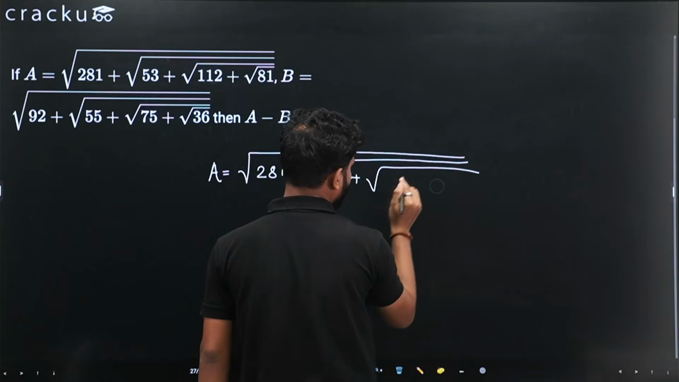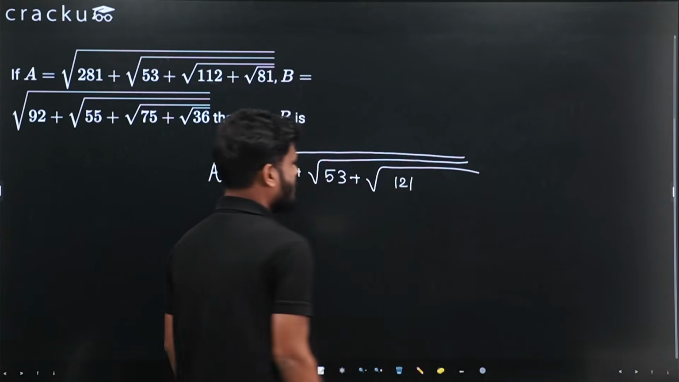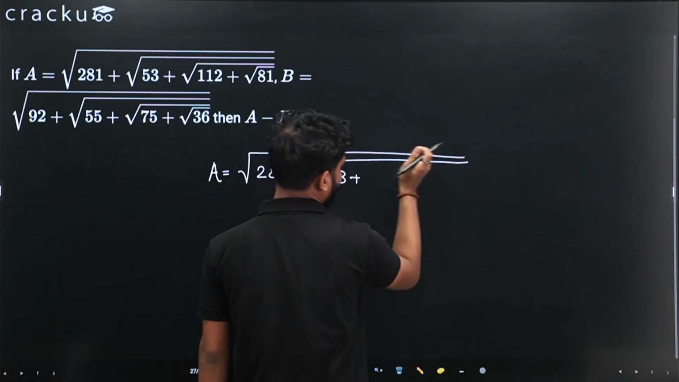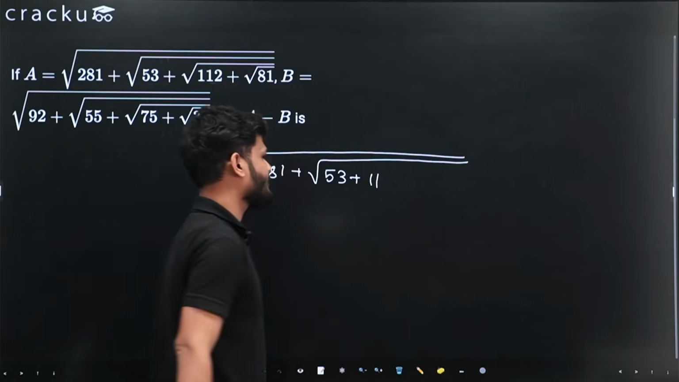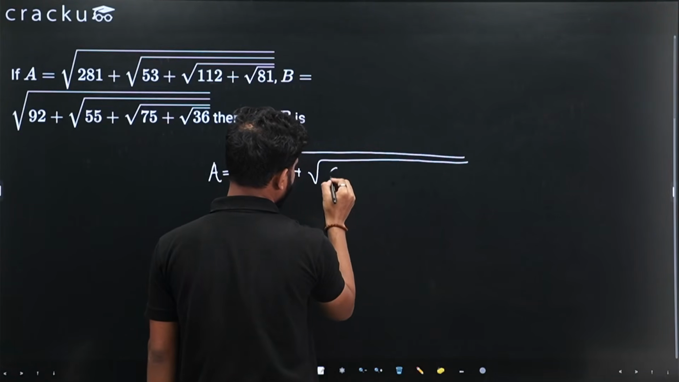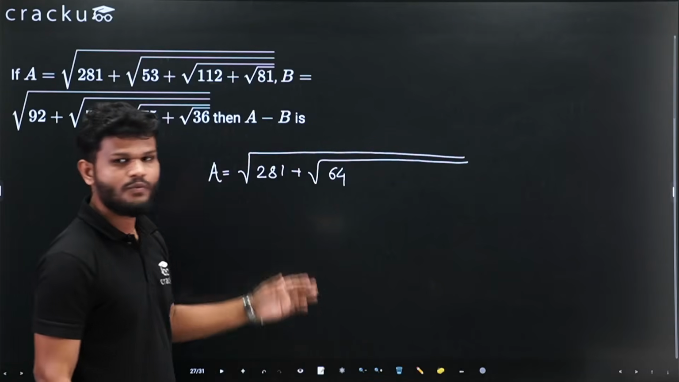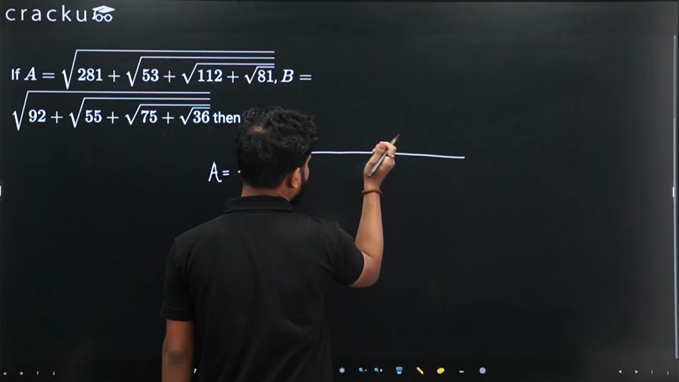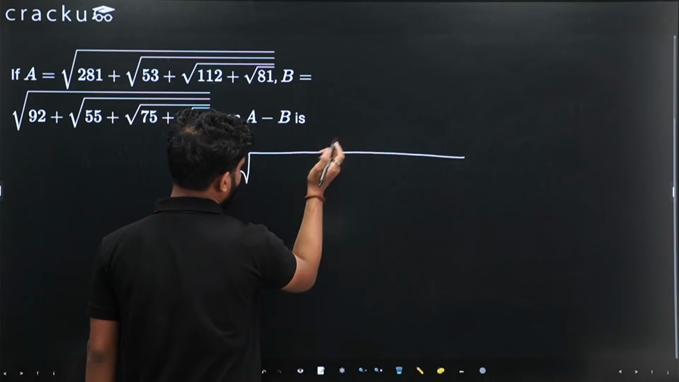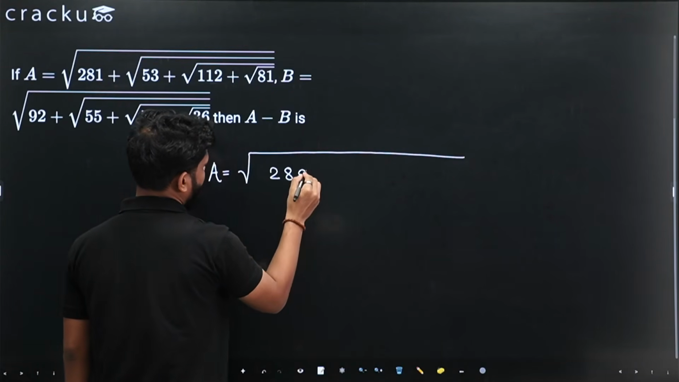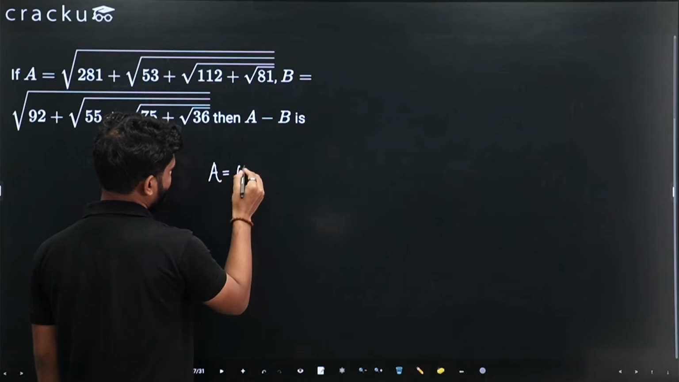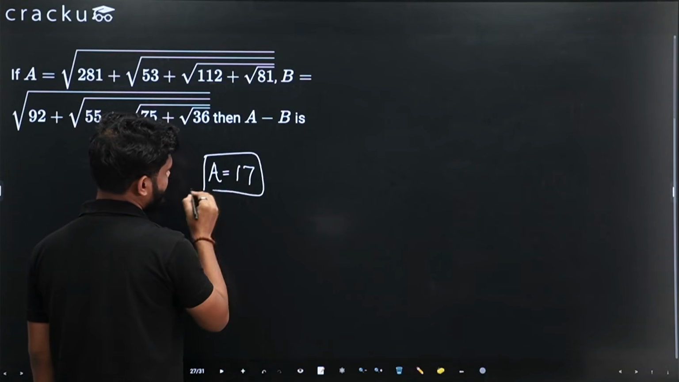It is 121. What is the square root of 121? It is 11. So I can write this as 11. What is 53 plus 11? It is 64. What is the square root of 64? It is 8. What is 281 plus 8? It is 289. And what is the square root of 289? It is 17. So A is equal to what? A is equal to 17.